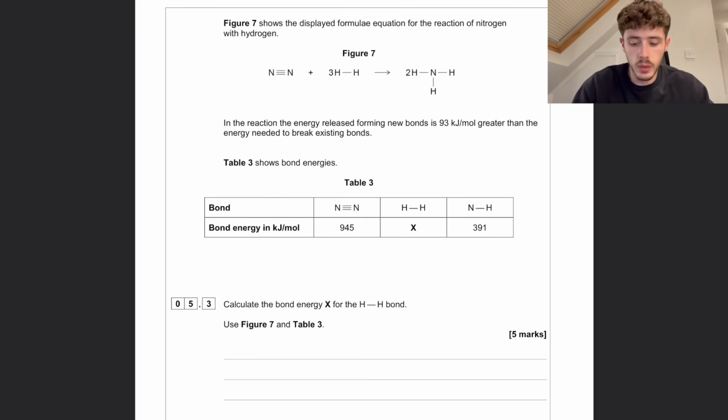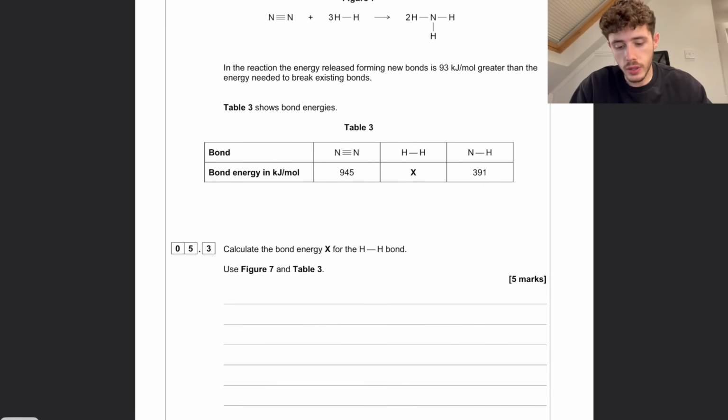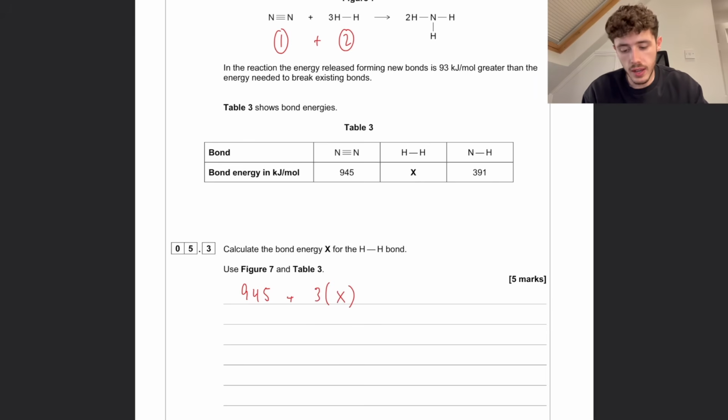So by looking at this, we can basically just make up our own equation. So the nitrogen triple bond is 945 kilojoules per mole. So that comes from number 1. Then we add that to number 2. So that is going to be 3 lots of X in this case, because we don't know what that is yet. And that is going to be the left-hand side of the equation. So we can label that LHS.